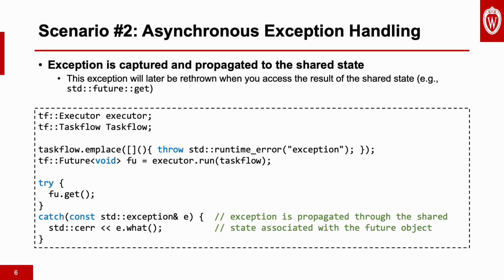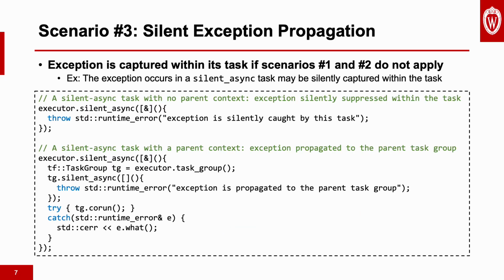Now, let's move on to scenario number 2, asynchronous exception handling, where the exception is captured and propagated to the shared state. This exception will later be rethrown when you access the result of the shared state, such as calling the get function from the returned future object. For example, the code below submits a taskflow to the executor and gets a returned tf::Future. When the taskflow throws an exception, that exception will be propagated to the shared state and can be caught by the get function.